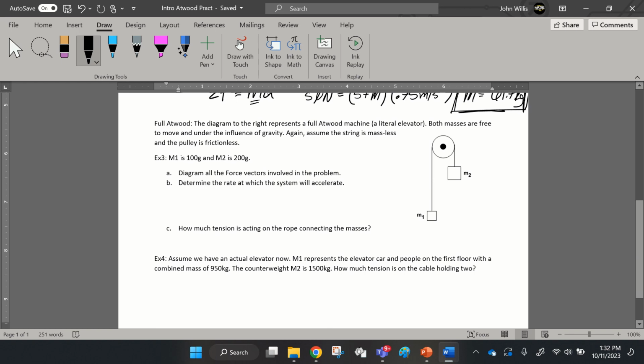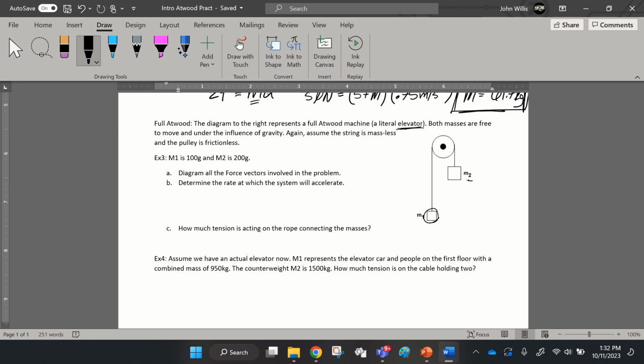The full Atwood machine is essentially an elevator. I don't know if you ever noticed, but elevators have little counterweights on the back end of them. You yourself in the elevator are technically one of these masses, and the other mass on the far end is going to be a counterweight. If you would like to go up to a higher floor, M2 gets larger, and they literally add counterweights to that counterweight to make it heavier. You accelerate upwards. And if you would like to go down a floor, then it removes some weights based on how many people are in the elevator cab, and then it lowers you.